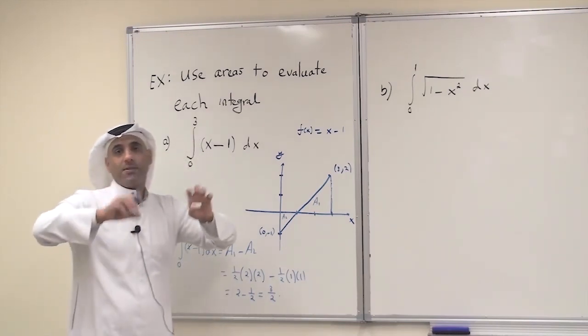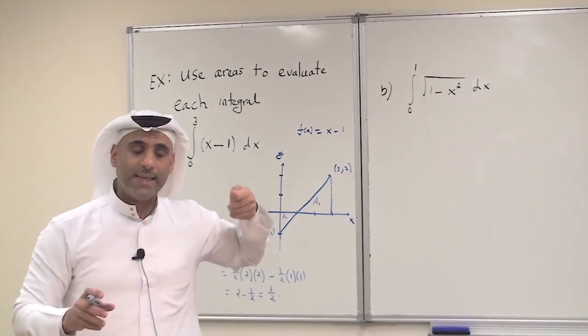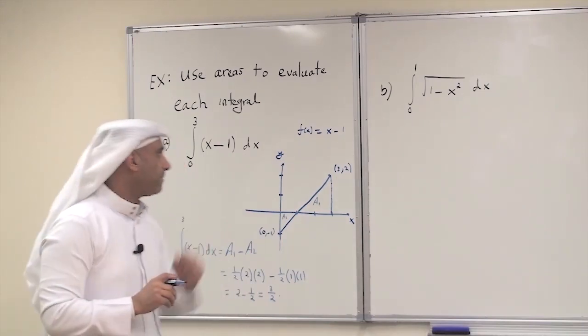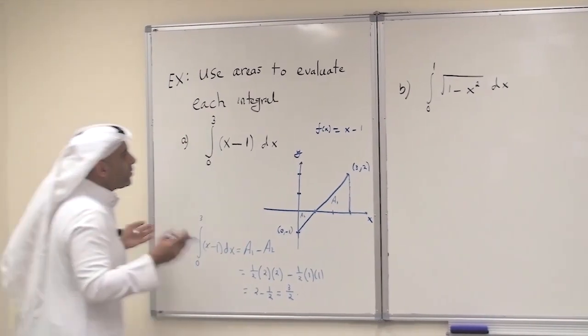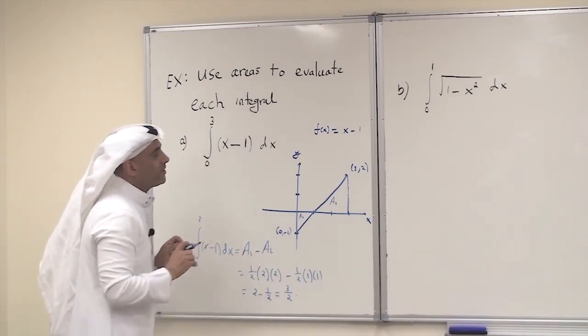Someone can justify this answer by using also the definition of the integral: the limit as n goes to infinity of the summation, what we call the Riemann sum, and then we take n to infinity and evaluate the limit. What else do we have in this exercise? We are discussing different types of functions.